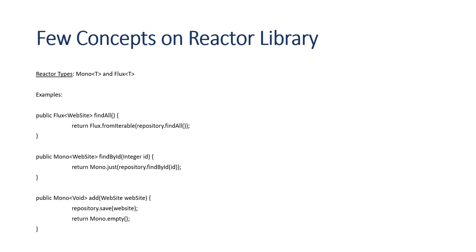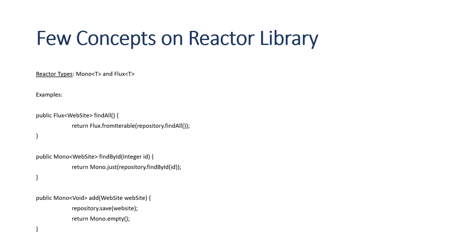So Reactor types. There are two types of reactors. One is Mono, another one is Flux. Mono basically returns either 0 or 1 entity, whereas Flux returns a list of entities. So when you have to return a single entity or you may not return any entity, then you can use Mono. And if you want to return a list of entities, then you can use Flux.